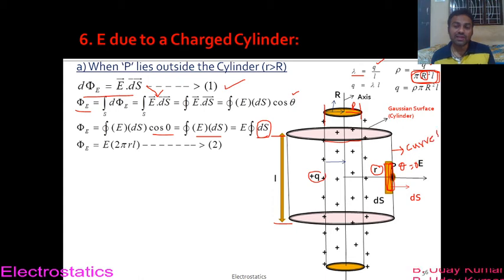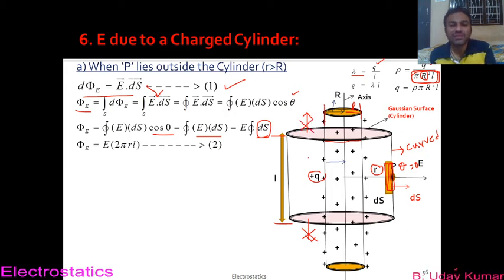Total surface area is the area of this curved surface, plus the area of the upper face and the area of the lower face. But no electric line of force is coming out of this cylinder from the upper face and lower face of the Gaussian cylinder. So no line is coming from the upper face and lower face, and hence I am cancelling them. I am not considering these two faces.